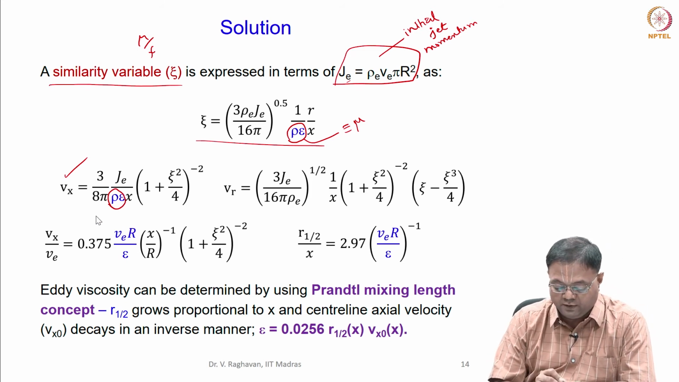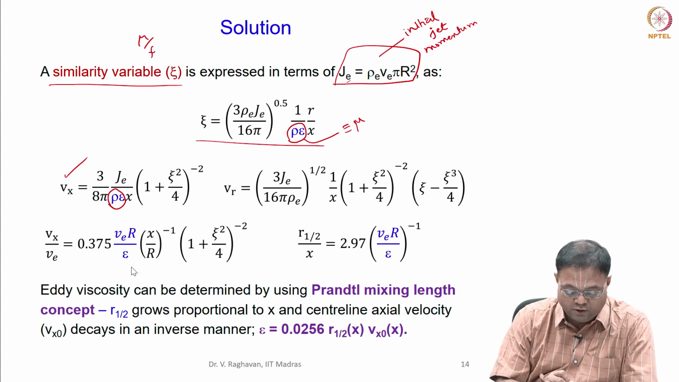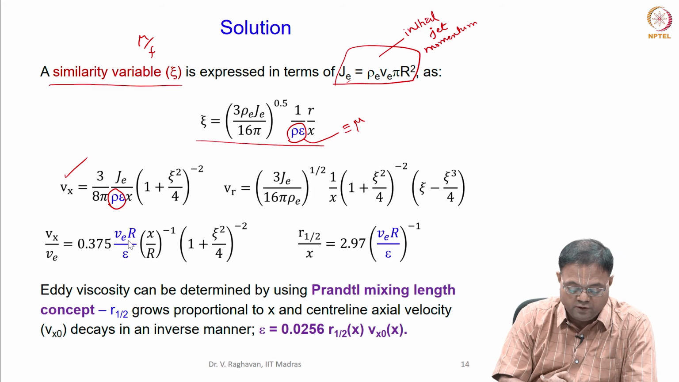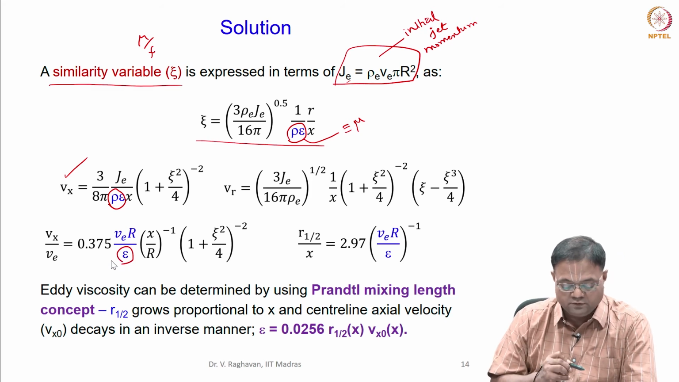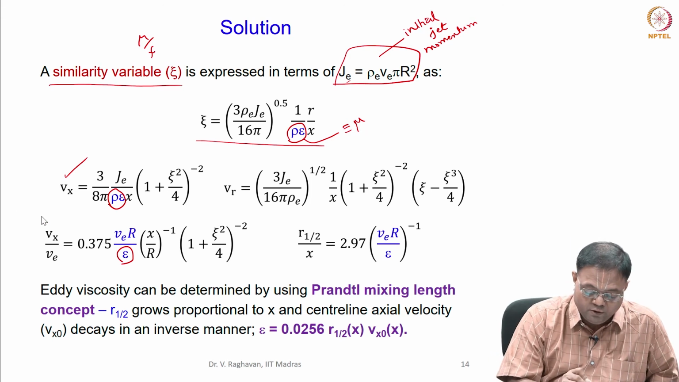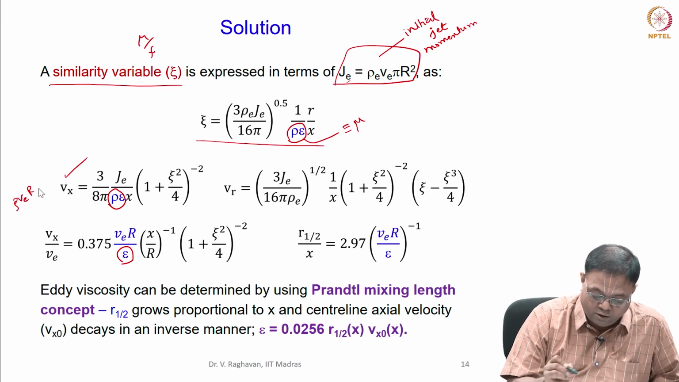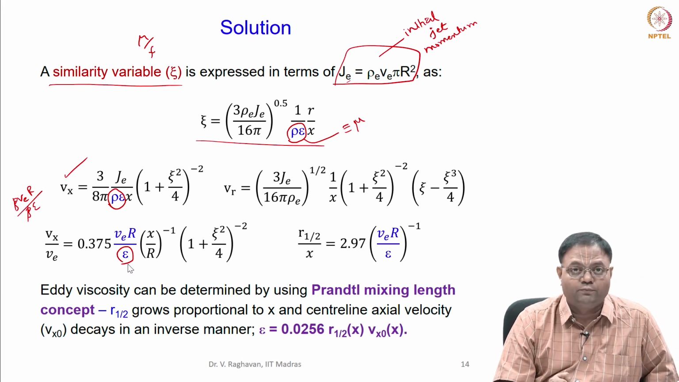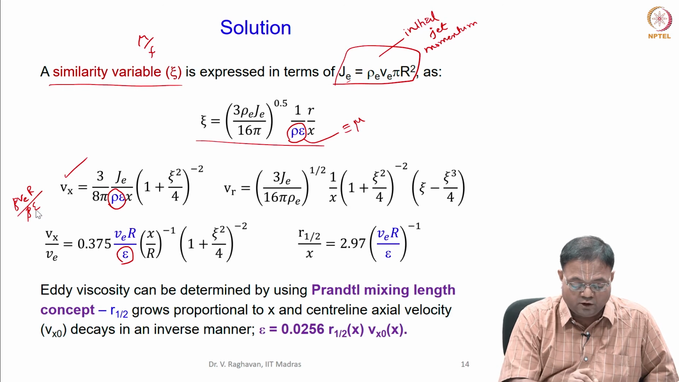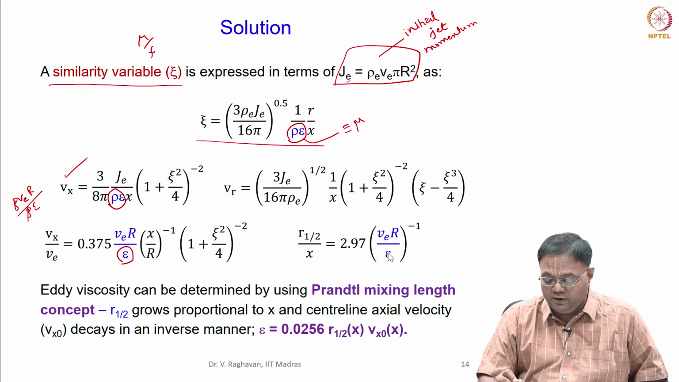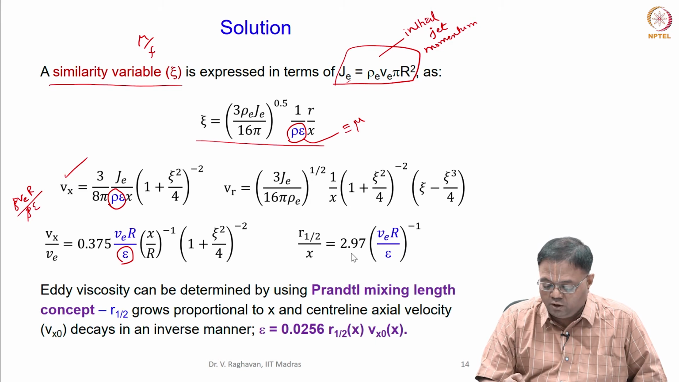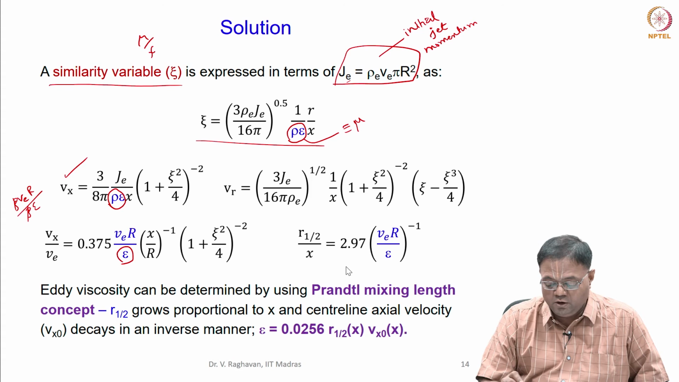Similarly, wherever I have indicated this, you can see the Reynolds number was used here. So, rho V E R divided by mu is now replaced; actually this should be rho V E R divided by rho epsilon, so rho cancels and we get V E R by epsilon. So, the Reynolds number is now written like this. Similarly, here also the Reynolds number was there: 2.97 into Reynolds number of jet to the power -1. Now the Reynolds number is replaced by this because rho cancels.